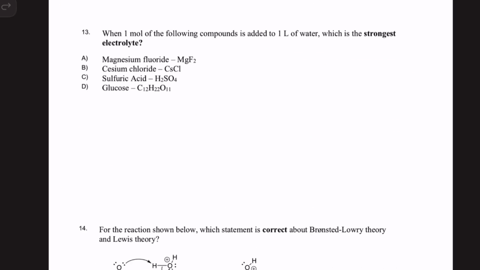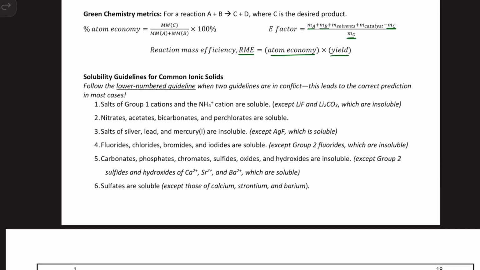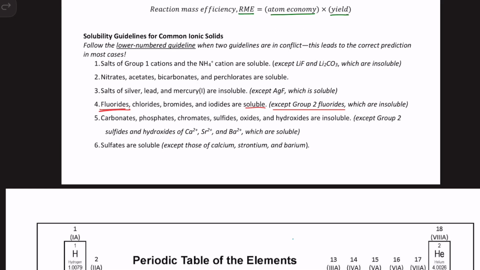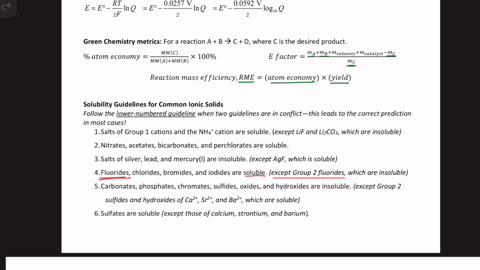All right, question 13. When 1 mole of the following compounds is added to 1 liter of water, what is the strongest electrolyte? So for this, we need to use our formula sheet and look at the solubility rules. So let's start with magnesium fluoride. Let's go to the formula sheet, and we need to find out if it is going to be soluble or not. So here, I see that it corresponds to rule number 4. Fluorides are soluble except group 2 fluorides, which magnesium is in group 2. So unfortunately, this is not soluble. It's insoluble.